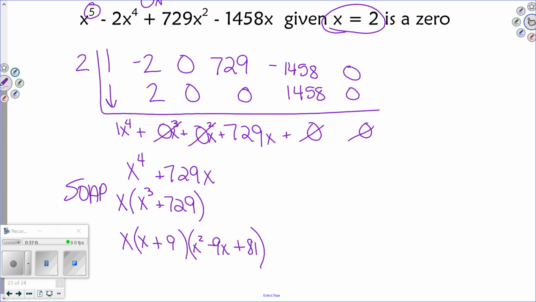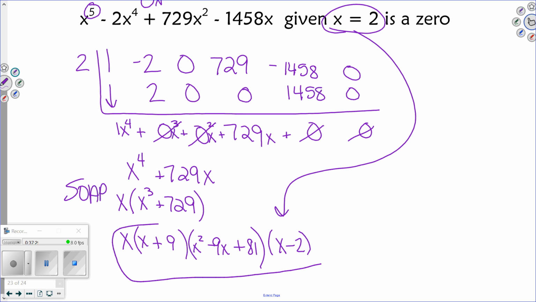Does that factor further? No, it never factors further. You guys don't listen when I talk to you. Never factors further. Are we solving? No, I'm not solving. Am I done? Good answer. Circle it. x minus 2. There we go. That looks better.